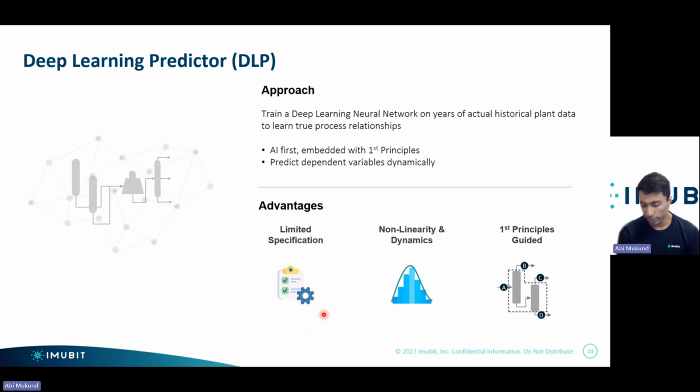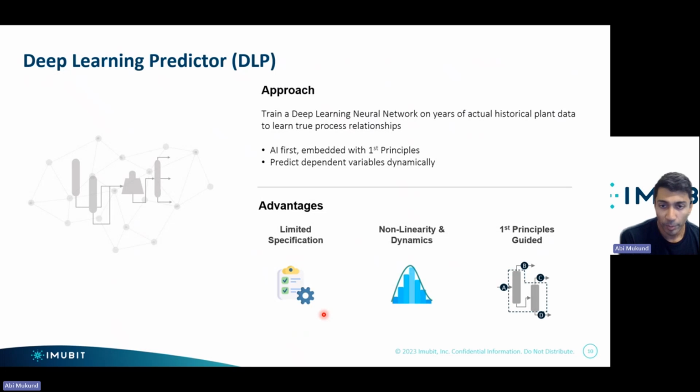So what are the advantages of this approach and using an AI-driven process model? One is you're specifying a very limited amount of things. You're specifying only what a plant expert needs to give you and what might be hard to see in the data. But then you allow the AI model to learn the rest of the relationships based on that given definition and the plant's data.